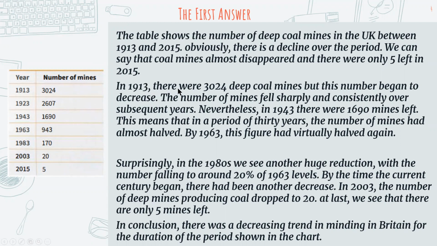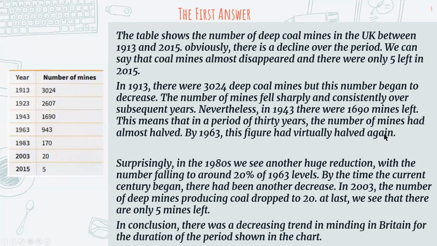In 1913, there were 3,024 deep coal mines, but this number began to decrease. The number of mines fell sharply and consistently over subsequent years. Nevertheless, in 1943, there were 1,690 mines left. This means that in a period of 30 years, the number of mines had almost halved. By 1963, this figure had virtually halved again.